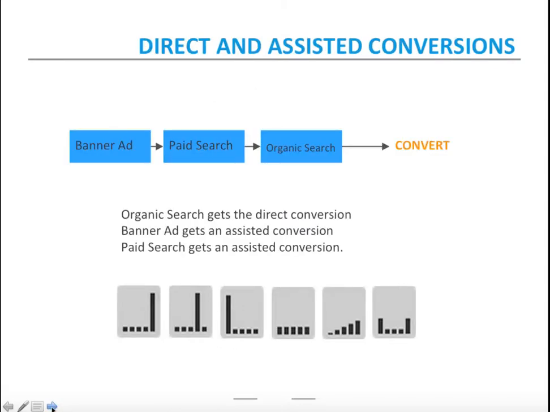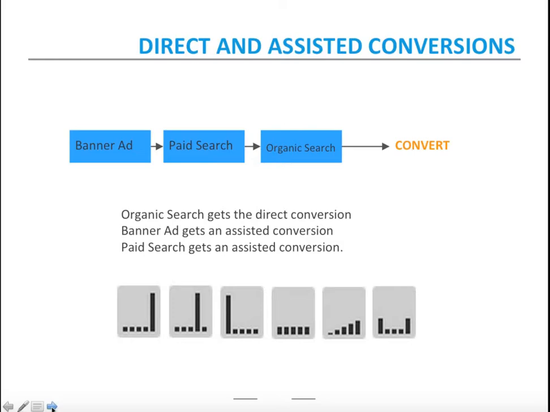So let's talk about direct versus assisted conversion. The easiest way to look at this is to really look at an example. Let's say that I go to a website on day one, and I get there by clicking on a banner ad on another website. So I get to your website and I tool around your website. I don't do anything, I just read. Maybe I do a lot of those micro conversions, but I'm not ready to take that macro conversion step.